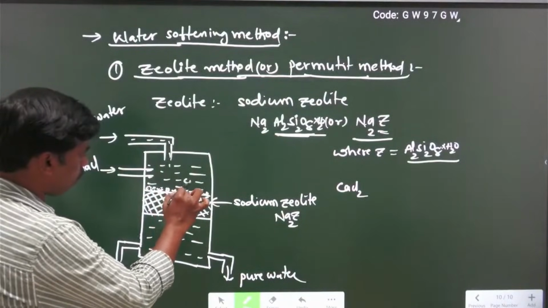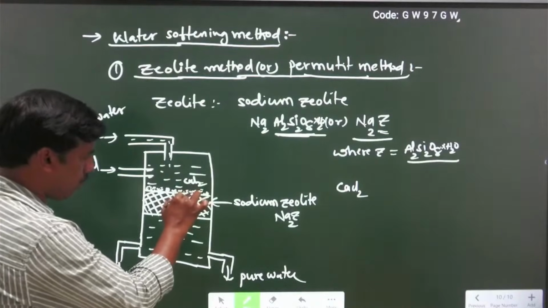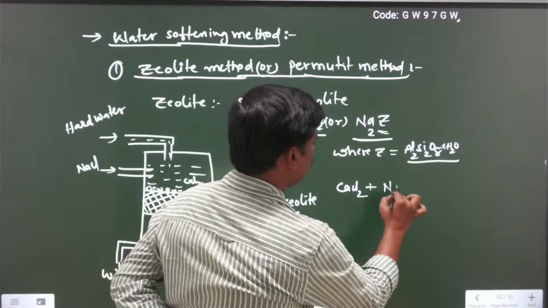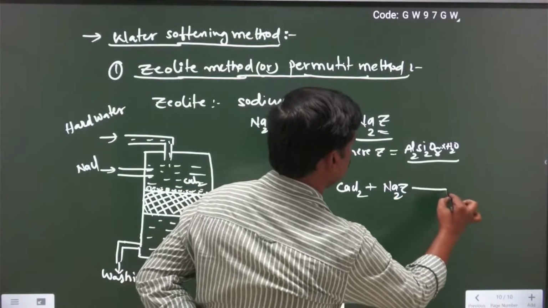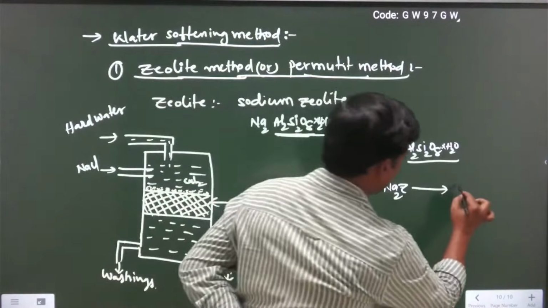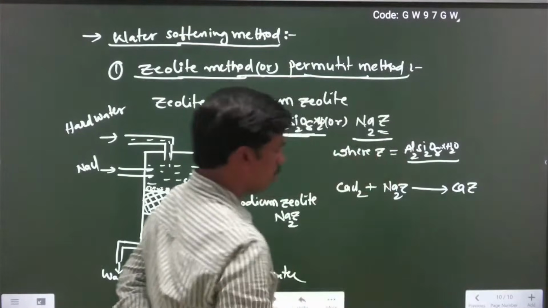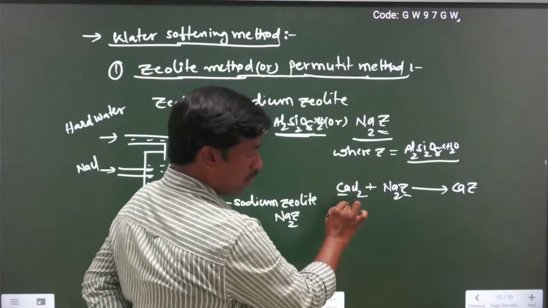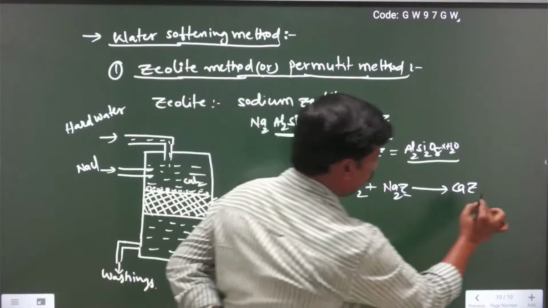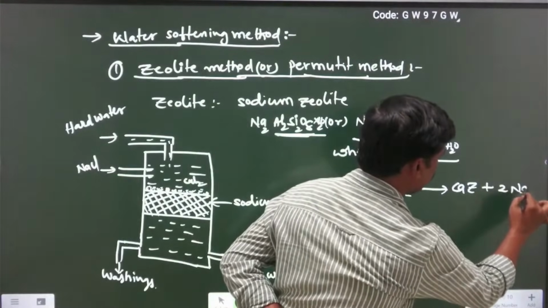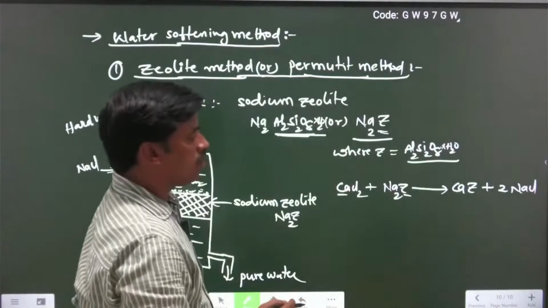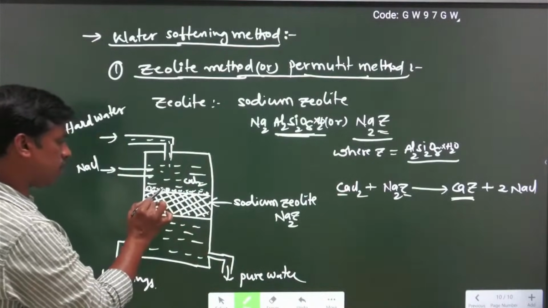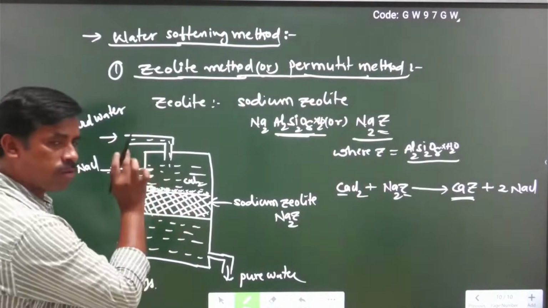When this dissolved CaCl2 reaches the sodium zeolite, Na2Z, CaZ is formed. The remaining 2 sodiums and 2 chlorines combine to produce 2 NaCl. The calcium zeolite stops on the surface of this bed.